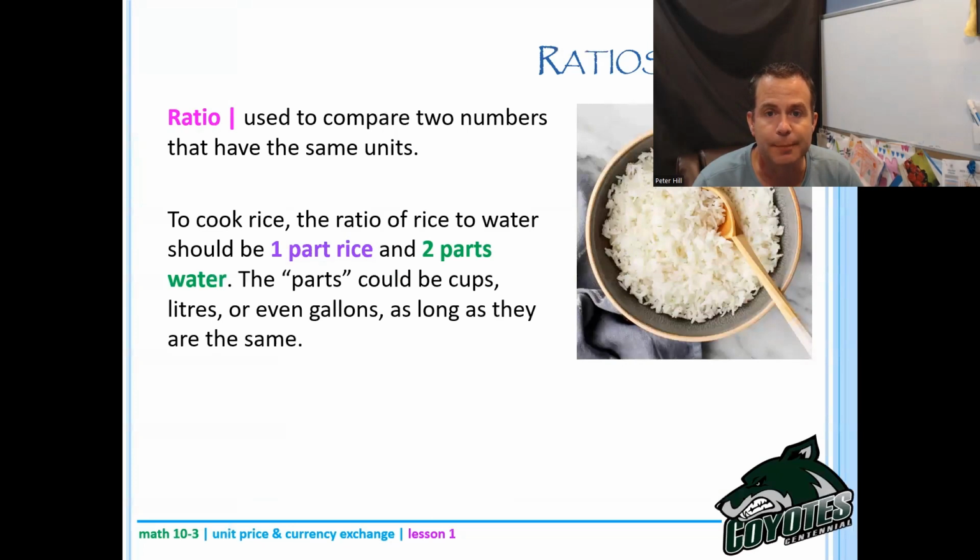Okay, so the example I've given here is rice. To cook rice, the ratio of rice to water should be 1 part rice to 2 parts water. And just like I said, the parts could be cups, or they could be liters, or they could be even gallons. That's a lot of rice. You will not be hungry for a long time if you cook a gallon of rice. But if you did want to cook 1 gallon of rice, you would need 2 gallons of water to go with that rice. Okay. So the units have to be the same.